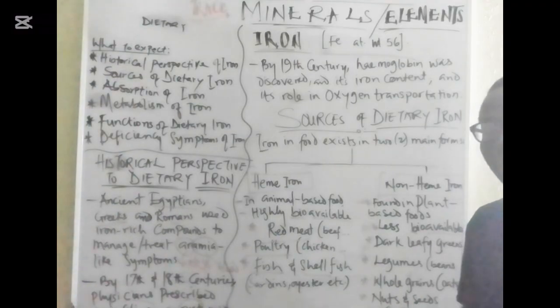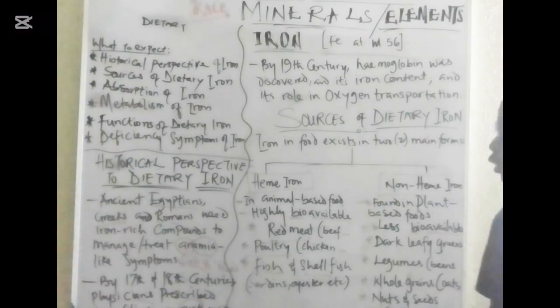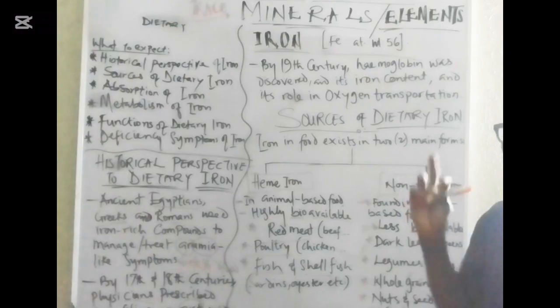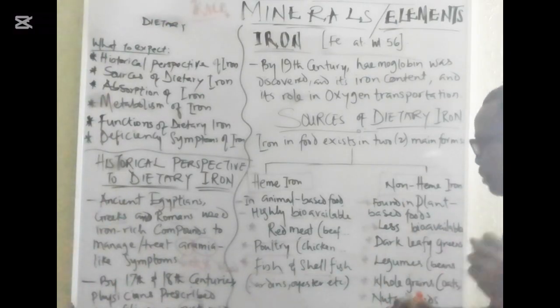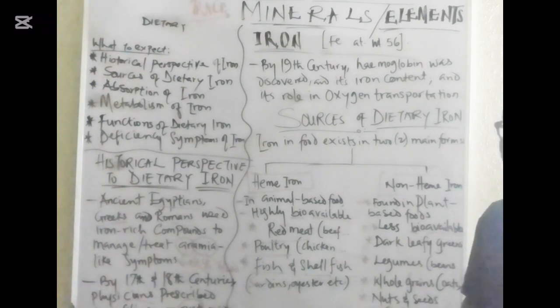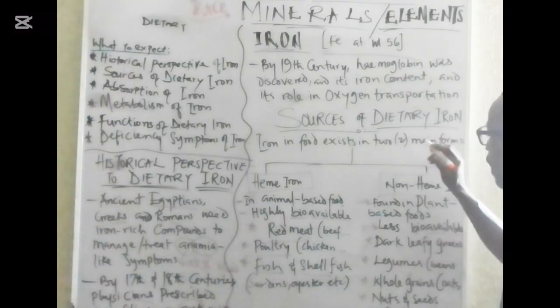For those who eat Telfairia occidentalis, in our local parlance it's called ugu leaf or pumpkin. You have them also in kale. You have them in spinach, very dark green leafy vegetables. Also legumes like cowpea or beans, soybeans, groundnuts, and the others. They are good sources of iron.